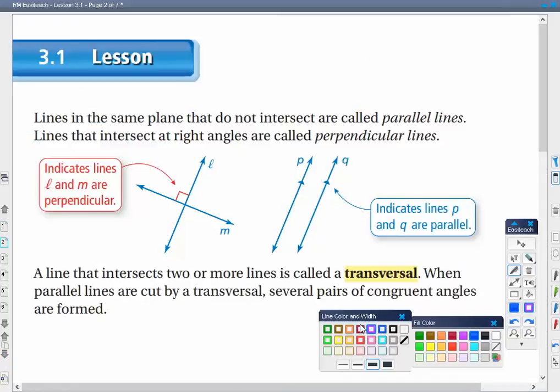So I'm in our textbook here on page 104 if you wanted to follow along, lesson 3.1. And so it starts by reviewing the difference between parallel lines and perpendicular lines.